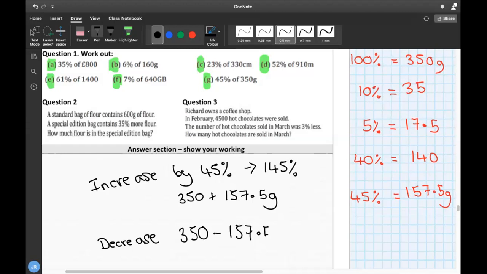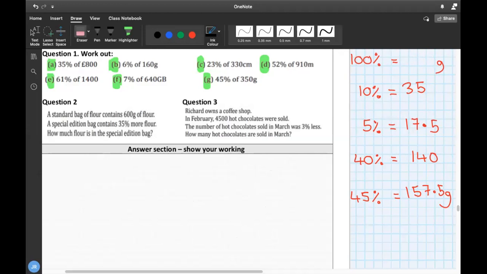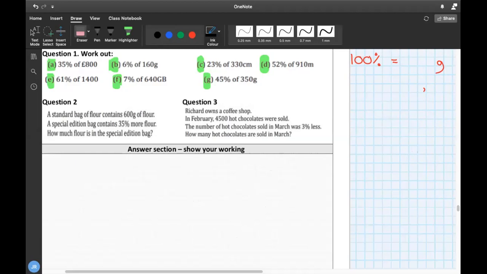Okay. Right, let's have a go at these then. Question number 2. Question number 2 has told us that a standard bag of flour contains 600 grams. So your standard, that's going to be your original amount, your 100%. And this time we're told it's 600 grams. What I need to find is 35%.